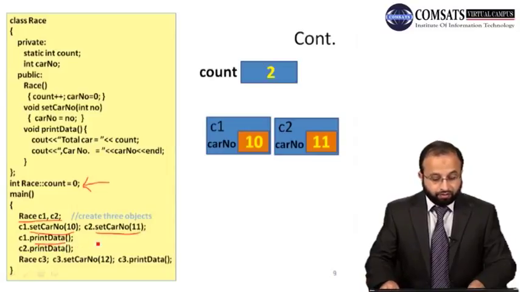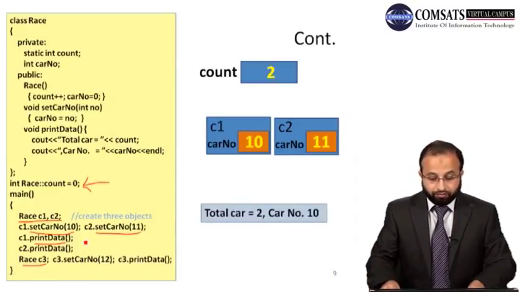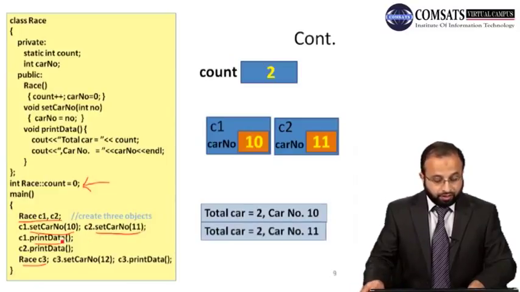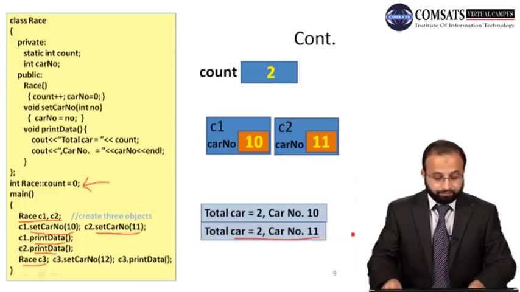Now when we call the print data function with C1, the total number of cars is 2. So here you can see this object C3 is not created until now. So the total count value is 2, total cars are 2, and car number is 10. And then you again call the function with C2. It prints the message total car 2 and car number 11.